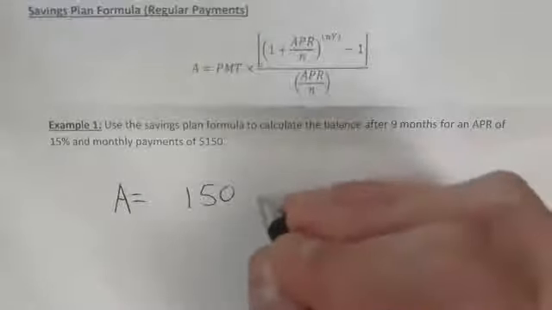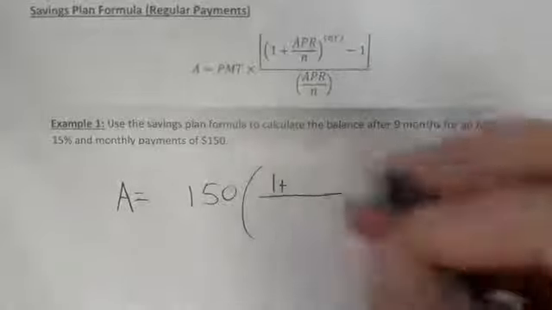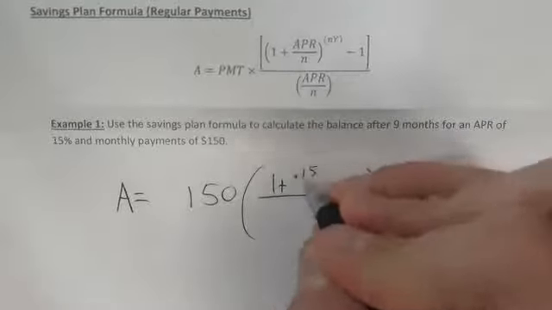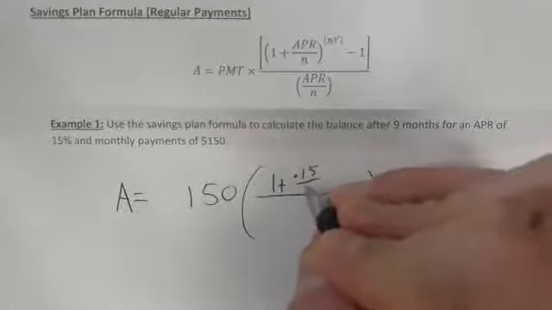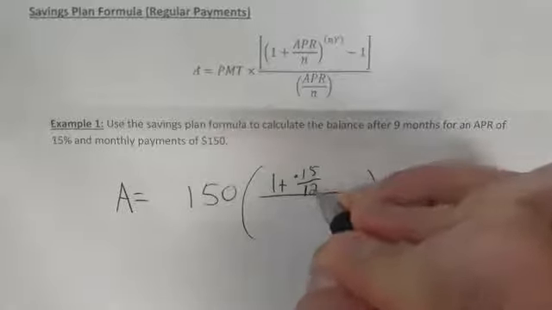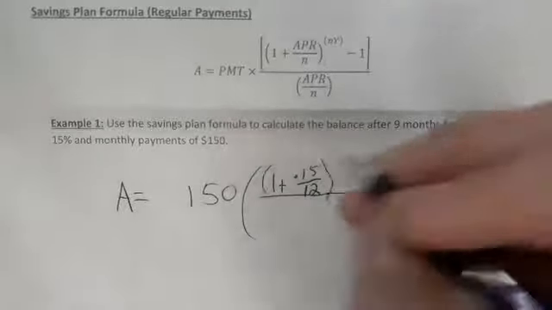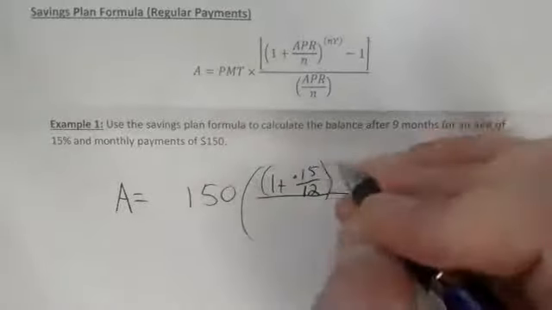I'm multiplying this by a big fraction that says 1 plus APR divided by n. APR is 0.15. I want to divide that by n. Monthly payments here, so n is 12. This is to the y, which is 9 months. Oh, man. Okay.